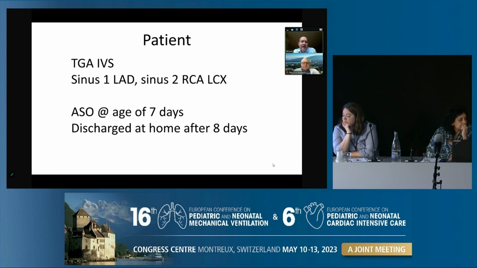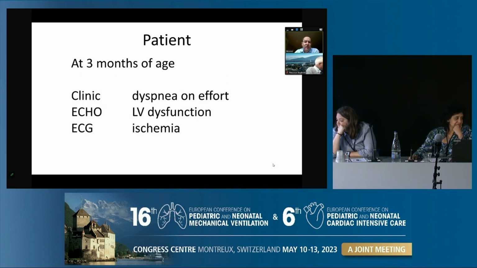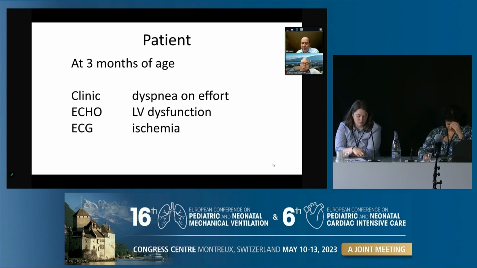The patient had a TGA with intact ventricular septum and coronary anomaly, with the LAD from sinus 1 and the right coronary artery and the circumflex coronary artery from sinus 2. We did a switch at 7 days, and the child was discharged 8 days after the operation, quite uneventful. 3 months later, the child came to the outpatient clinic with slight symptoms, not really specific, but on echo there was LV dysfunction and a pathologic ECG.